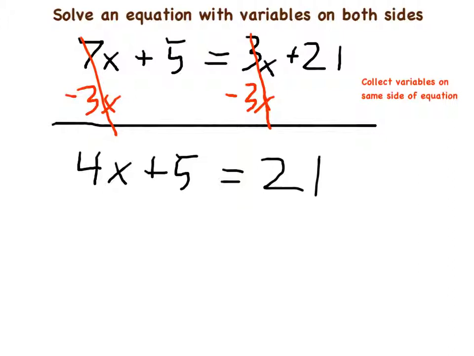On the left-hand side, 7x minus 3x, so I have 7 x's. I take away 3 of them, I'm left with 4x, and the plus 5 will simply go down.